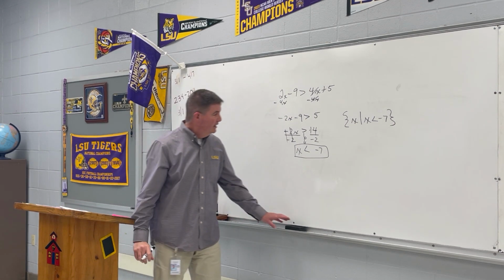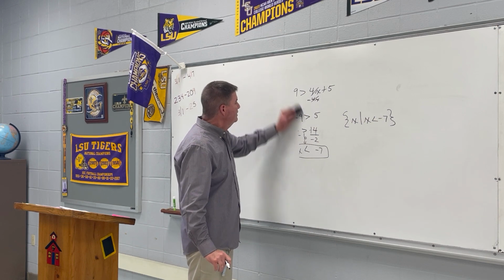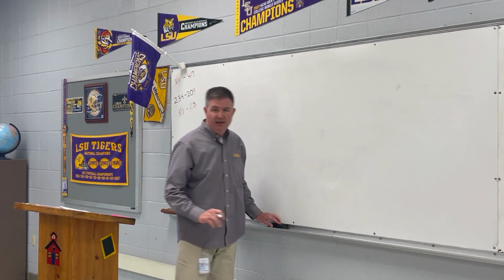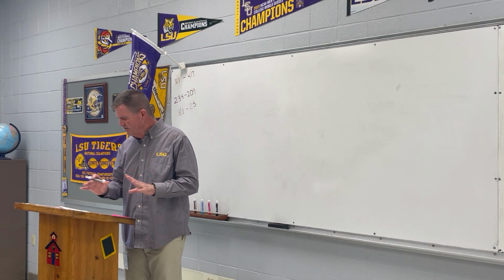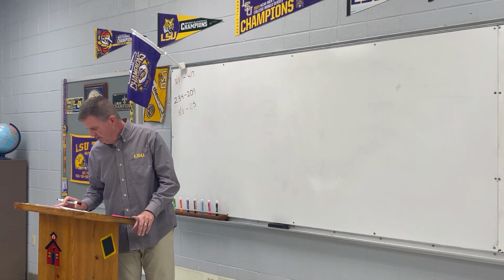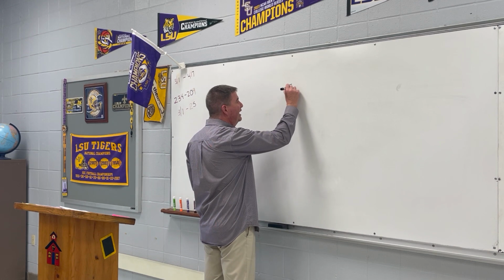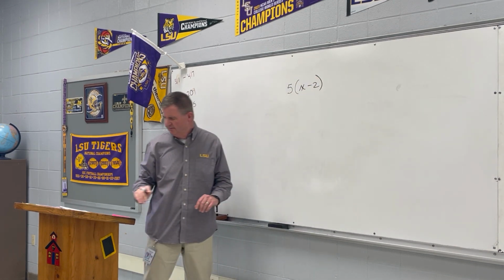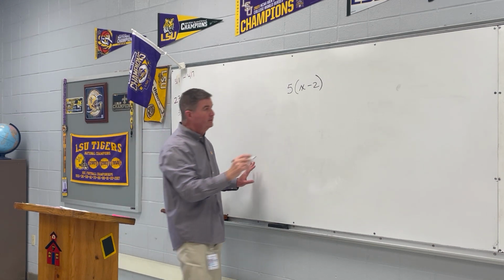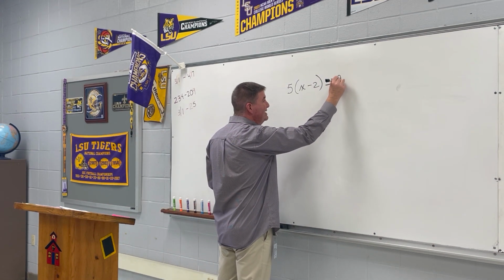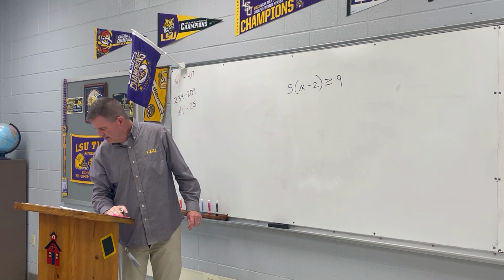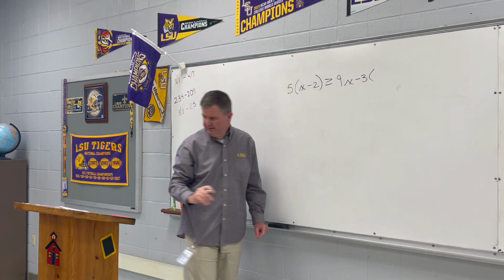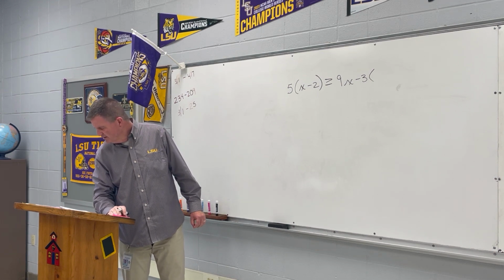Again, we're just going to keep on expanding on this just like we expanded on the equations. They're really kind of the same thing. We're just adding more fluff to it, if you will. So I have 5 times x minus 2 in parentheses is greater than or equal to 9x minus 3 times 2x minus 4.